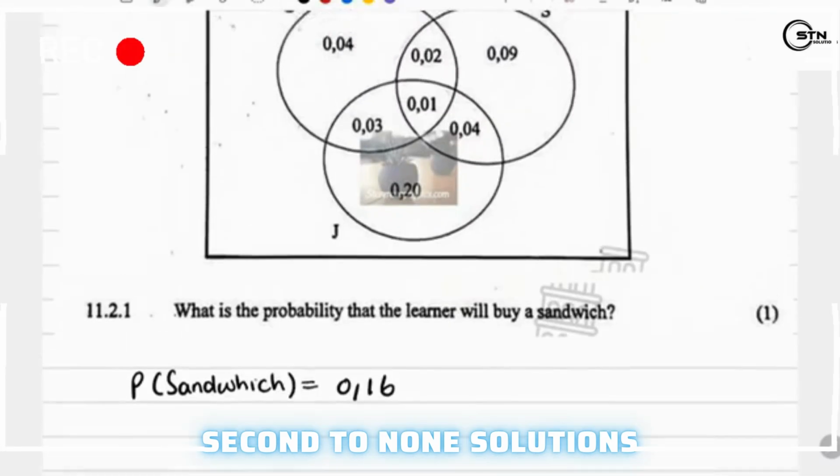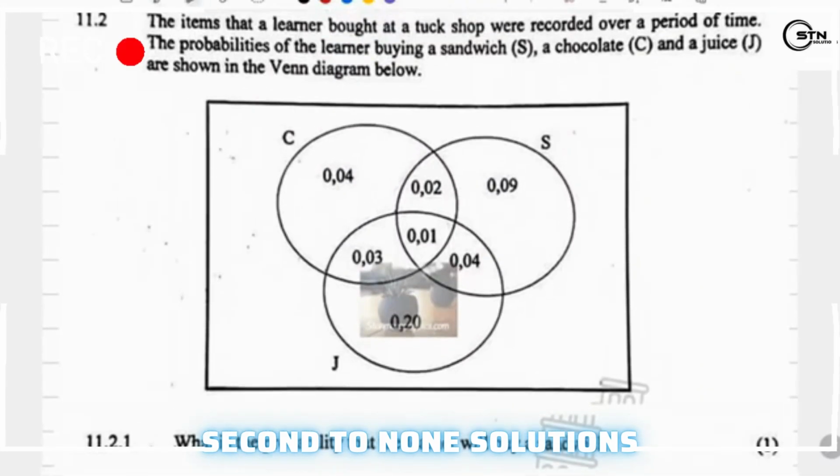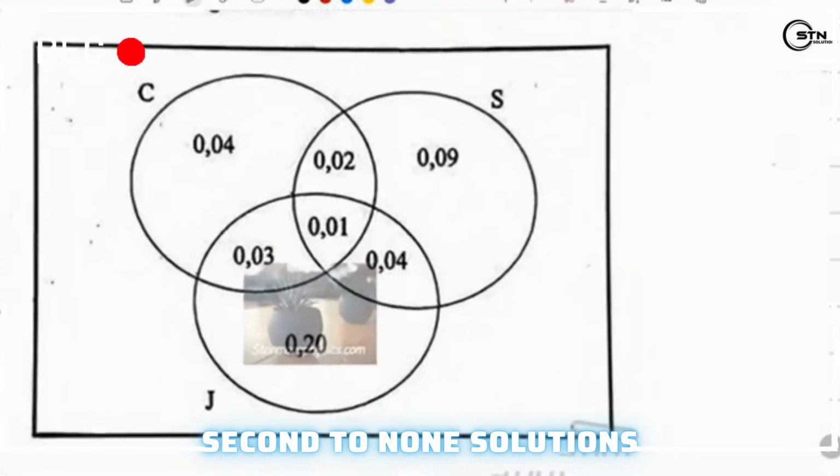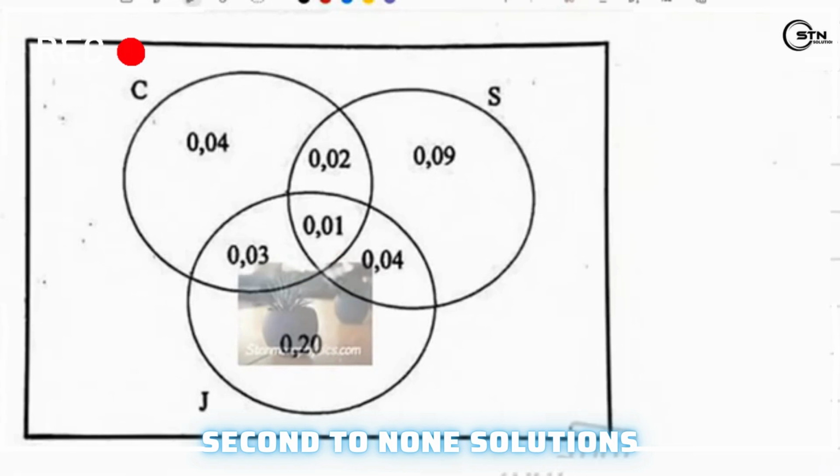I also explained this in the first video on Venn diagrams. So let's look at it like this. We want to see the probability that the learner buys at least 2 items out of all the items that we have here. Just go to each probability and ask yourself, in that 0.04, that is just the chance that the learner will buy a chocolate, right?